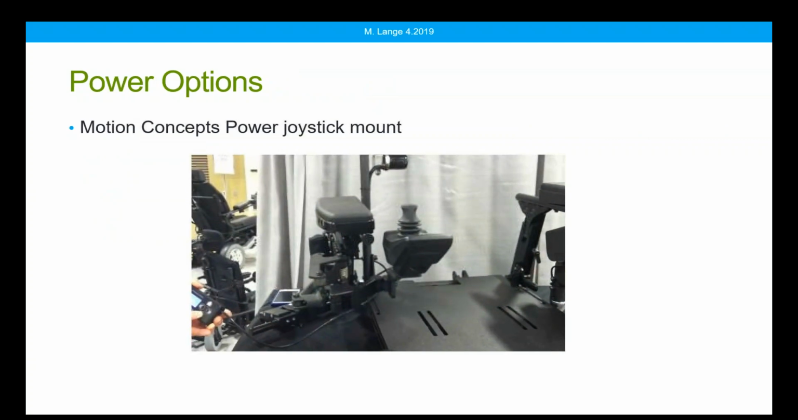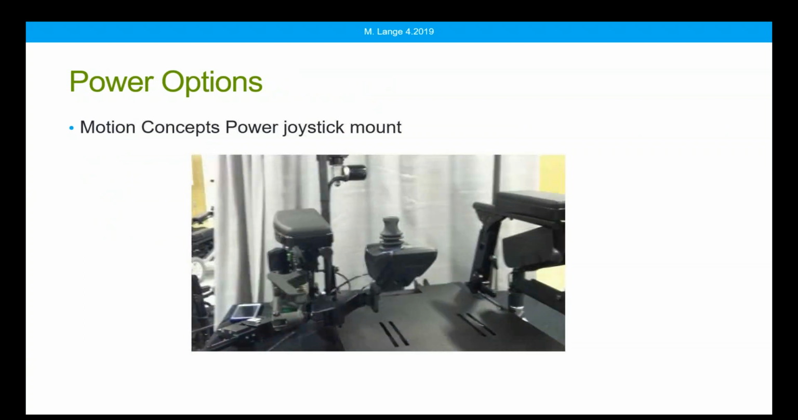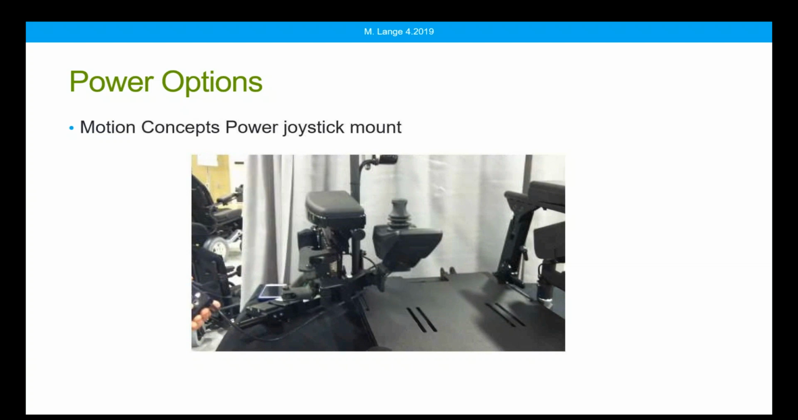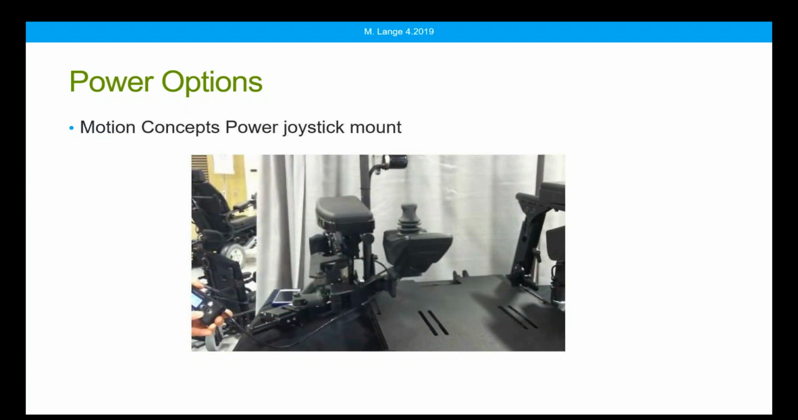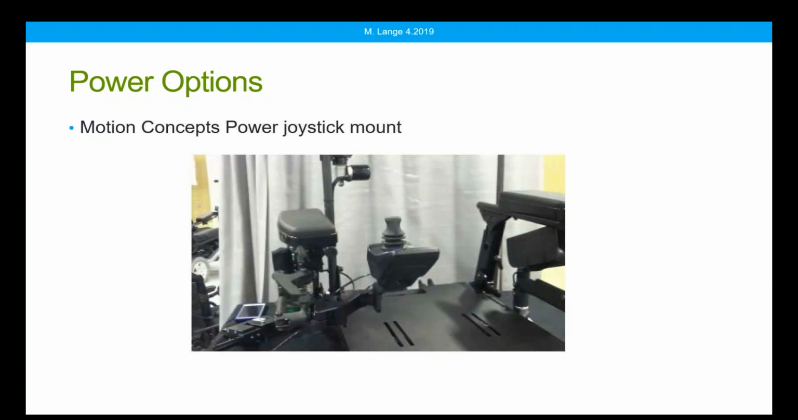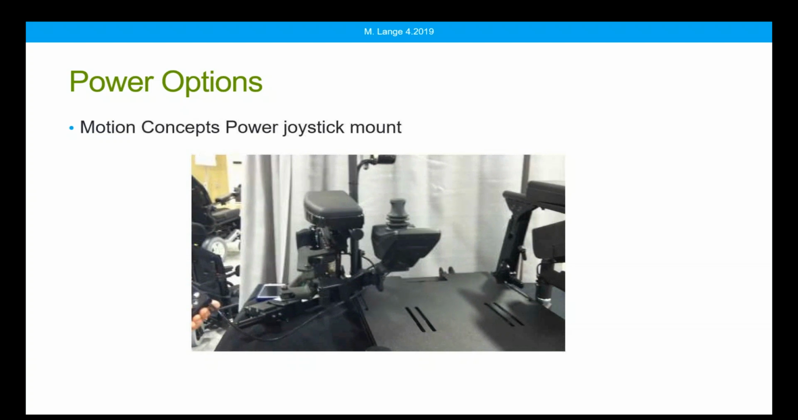At this point, the only power joystick mount on the market is from Motion Concepts, and you can see it here. The client needs to be able to activate the power mount somehow, typically by pushing a switch or button. They can then transfer out of the way and hop back in. And you can see this is using some stealth mounting hardware in this picture.